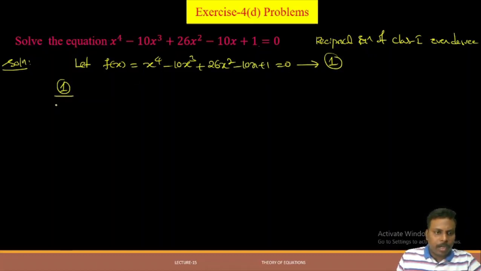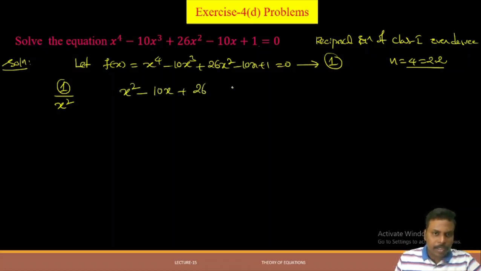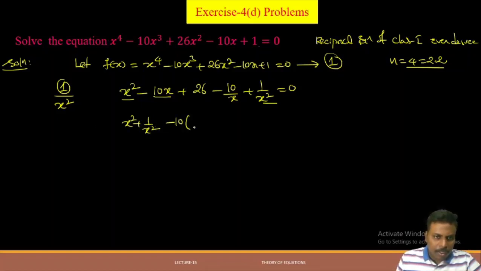Divide equation 1 by x square, because here n is equal to 4, that can be written as 2 into 2. So divide with x to the power 2, then we get x square minus 10x plus 26 minus 10 by x plus 1 by x square is equal to 0. Now group the terms: x square plus 1 by x square, and if I club the other two terms, minus 10 into x plus 1 by x, plus 26 is equal to 0.